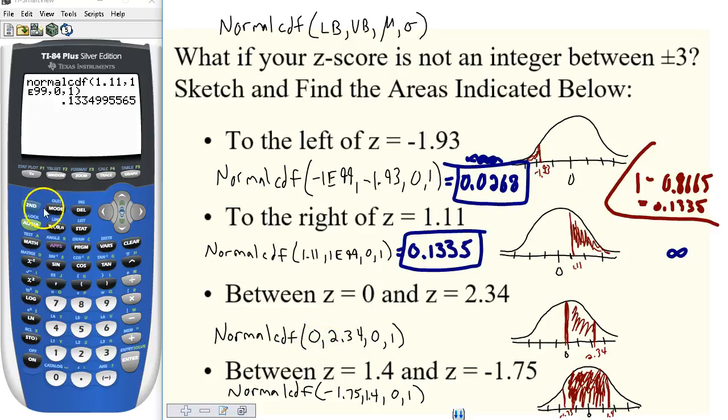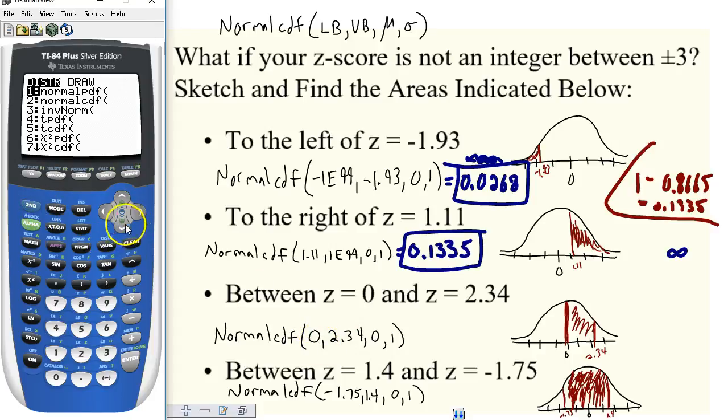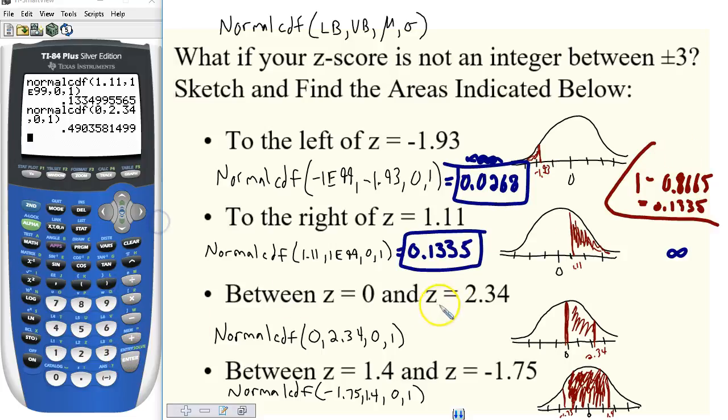Now, when it asks for between 0 and 2.34, in our calculator, it's pretty simple. We use this normal CDF command, same exact command, but now we have a lower boundary of 0, comma, upper boundary of 2.34, with a mean of 0 and a standard deviation of 1. So we very quickly, still using the same exact command, get the answer of 0.4904.